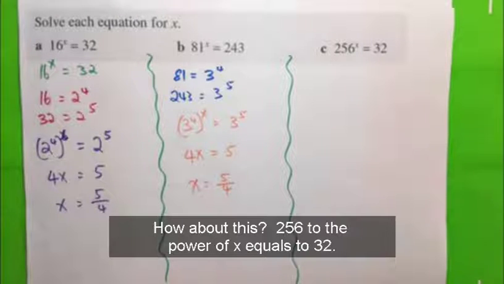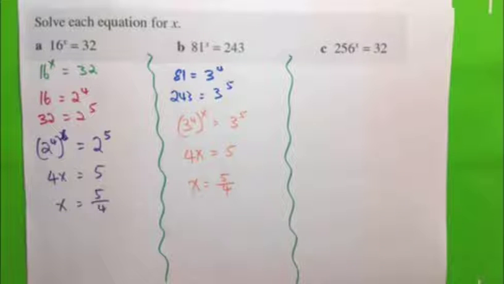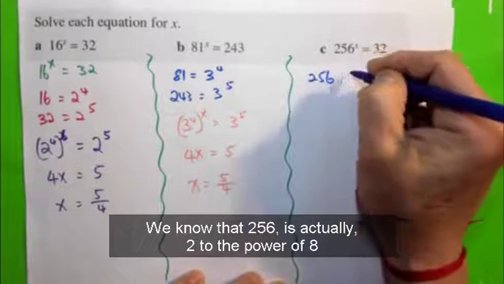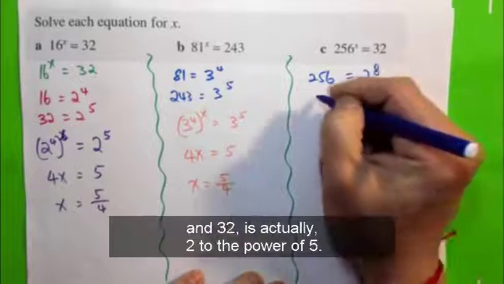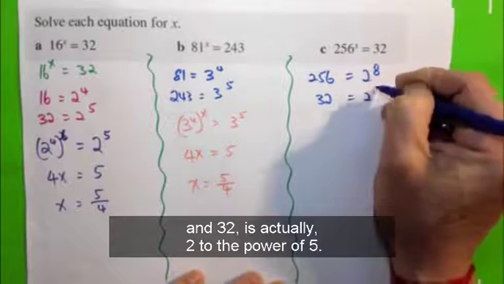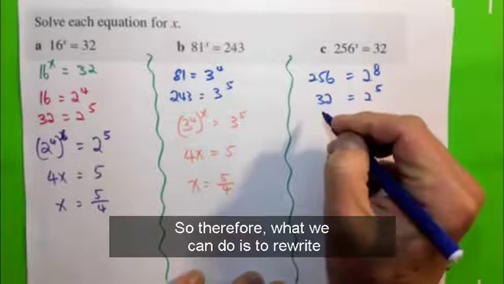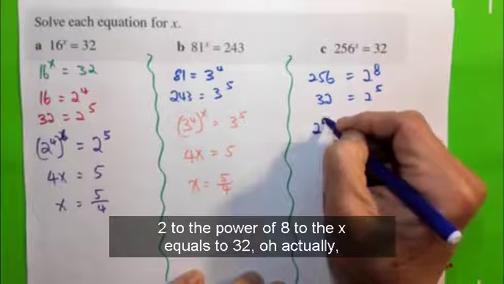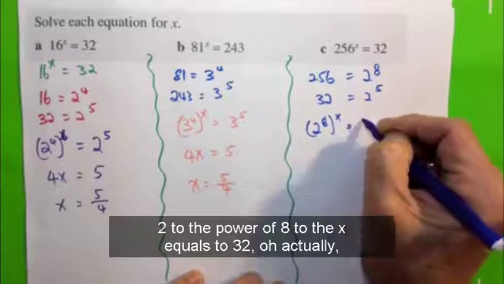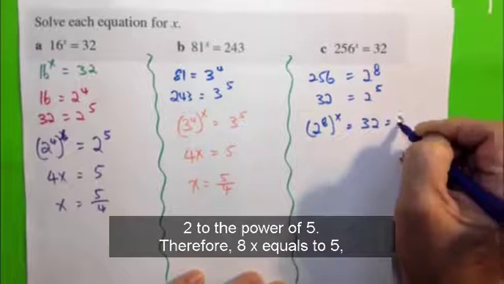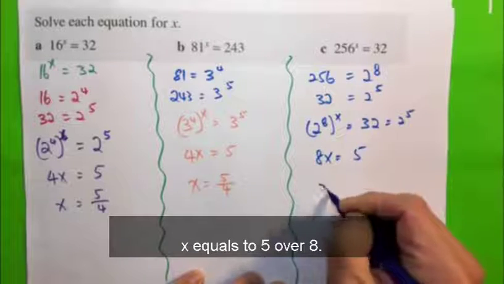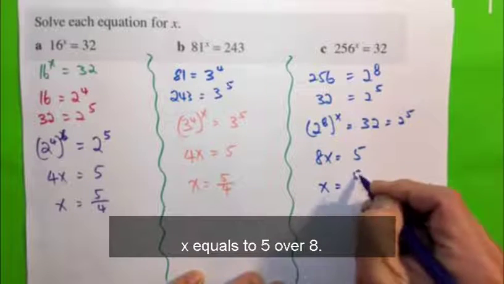How about this? 256 to the power of x equals 32. We know that 256 is actually 2 to the power of 8, and 32 is actually 2 to the power of 5. So therefore, what we can do is rewrite 2 to the power of 8, to the x, equals 32, or actually 2 to the power of 5. Therefore, 8x equals 5, x equals 5 over 8.